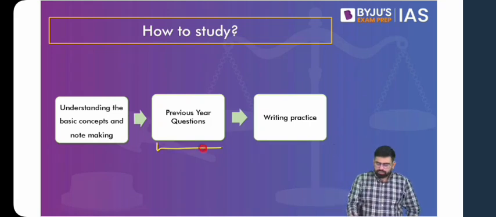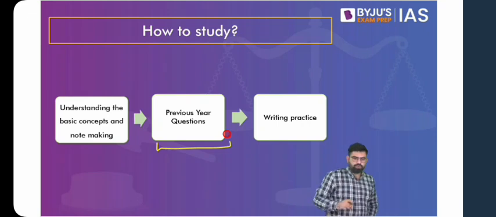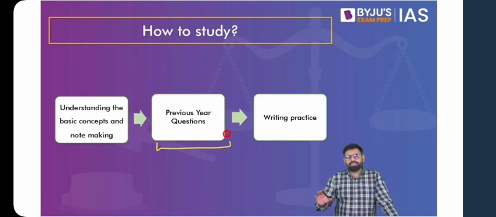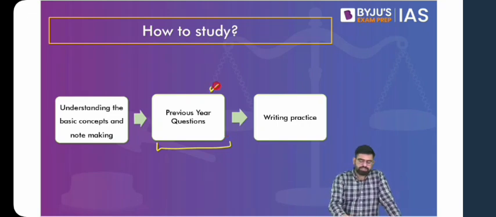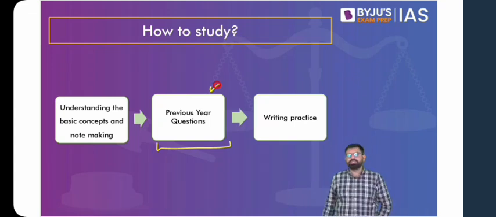Now, along with it, we have to look into previous year questions. What is the ultimate litmus test of whatever you have understood? If you go through the concept of poverty, to understand whether you are going in the right direction or not, your previous year questions are going to help. So you have to look into your previous year questions and try to understand whether you are in a position to answer these or not.